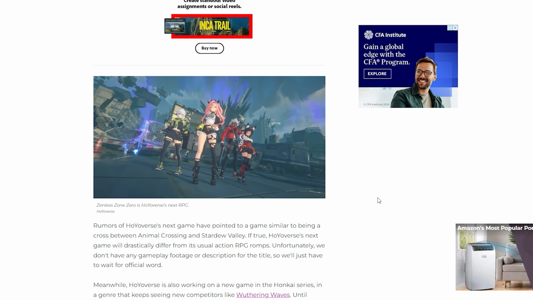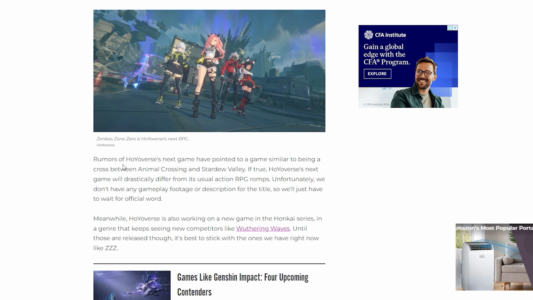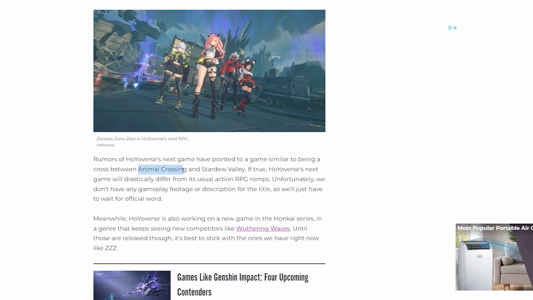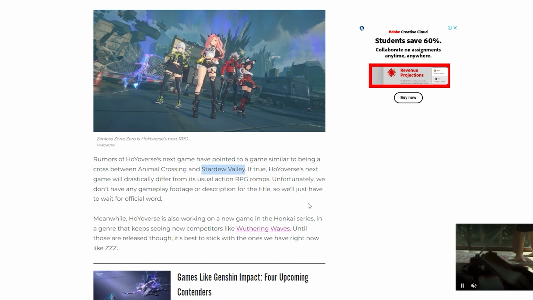So a lot of people are actually anticipating that this is a rumor of a cross between Animal Crossing as well as Stardew Valley. Most likely going to be a gacha game. Seems the trend has always been gacha so far. But if Hoyoverse is carrying this trend of Animal Crossing and Stardew Valley, maybe it's going to expand the market into a whole new market, which I think is very, very interesting.